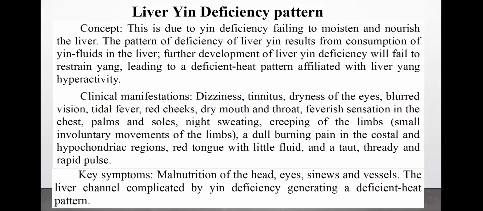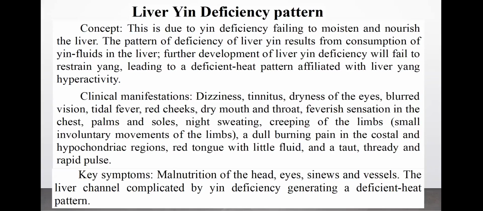affiliated with liver yang hyperactivity. Clinical manifestations: there is dizziness, tinnitus, dryness of the eyes, blurred vision, tidal fever, red cheeks, dry mouth and throat, feverish sensation in the chest, palms and soles, night sweating, creeping of the limbs, small involuntary movement of the limbs, a dull burning pain in the costal and hypochondriac regions, red tongue with scanty fluid, and a taut, thready, and rapid pulse.